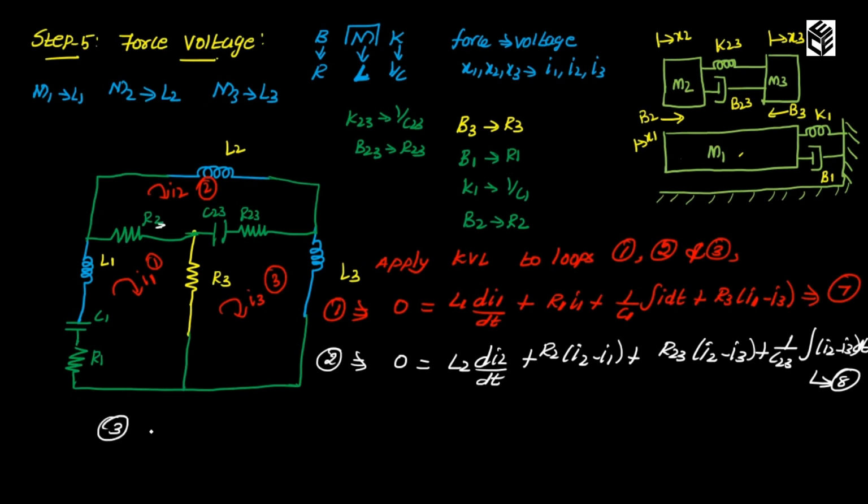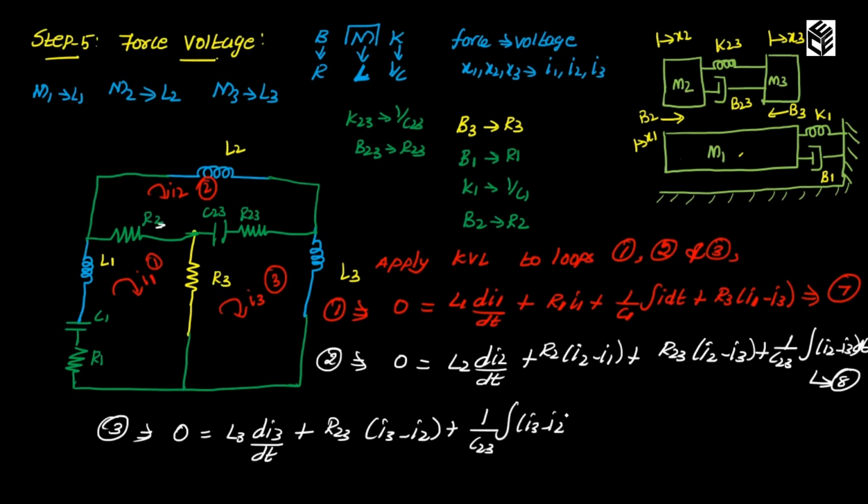Now my third loop equation is 0 is equal to L3 into dI3 by dt plus, R23 and C23 are common to 2 and 3, so that is R23 into (I3 minus I2) plus 1 by C23 into integral of (I3 minus I2) dt, plus R3 is common to 3 and 1, R3 into (I3 minus I1). That's all, right? So this is my equation number 9. With this, force voltage is over.